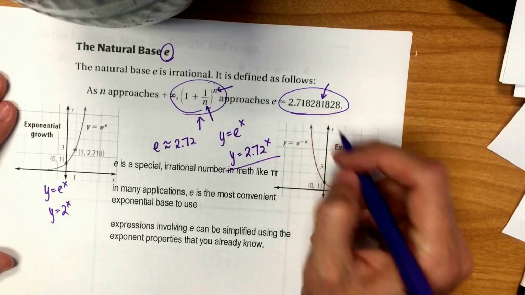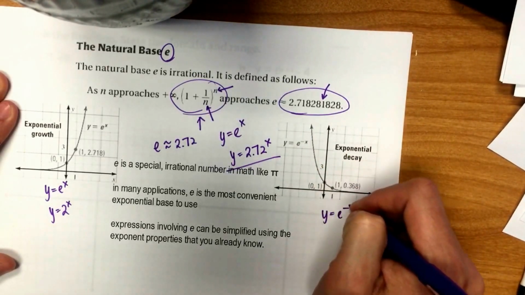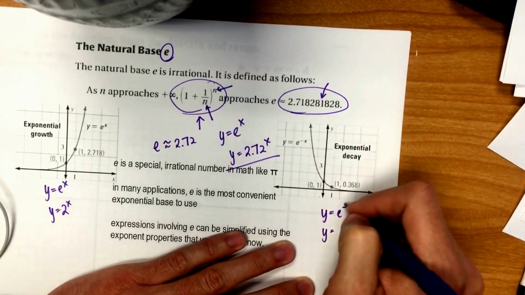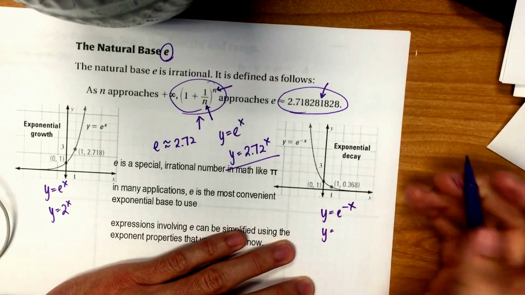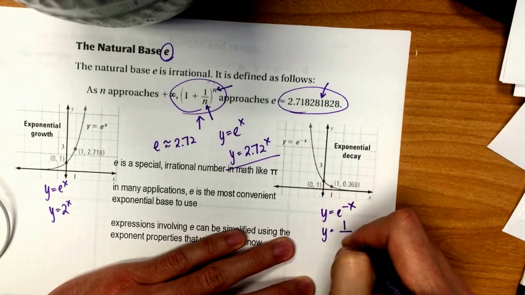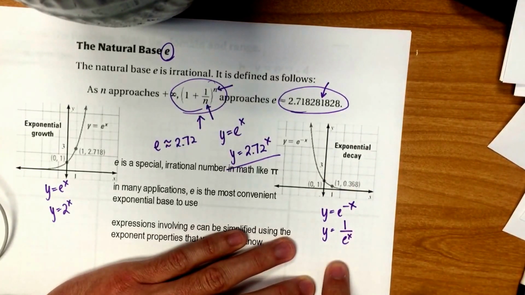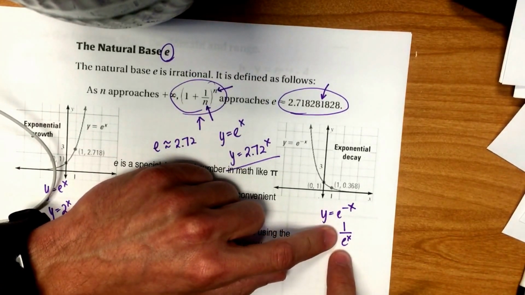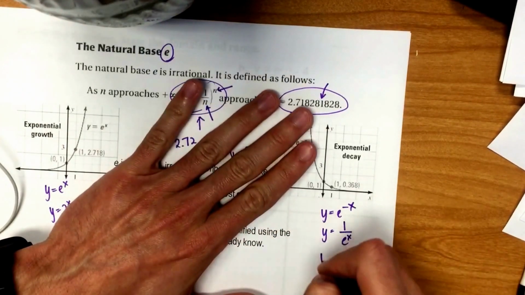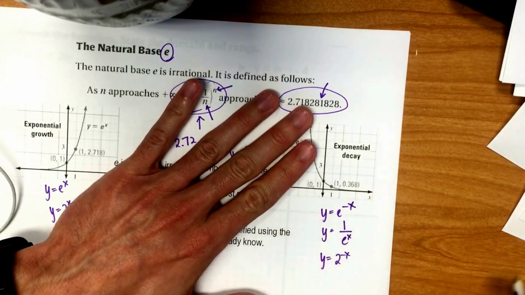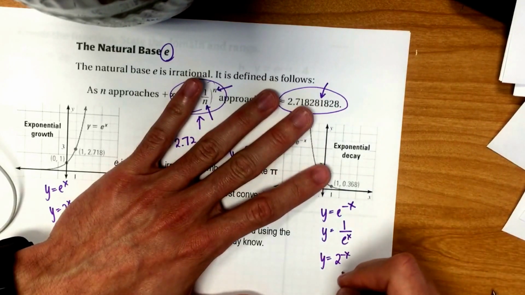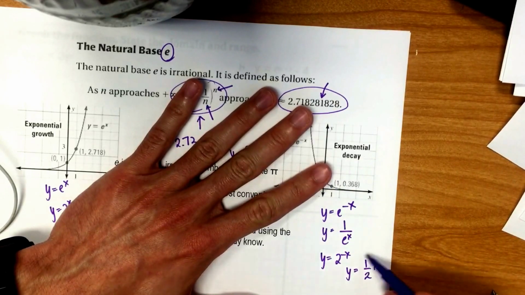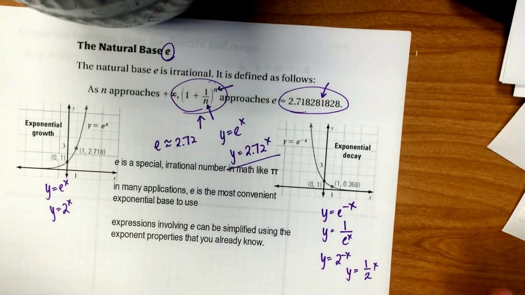When we talk about it in decay form, notice that it's e to the negative x. Here's the reason why. If I change that power to be positive, the entire fraction would flip upside down. So you'd have 1 over e to the x, and it would look like this. So notice that the number being raised to a power is a fractional value less than 1. It's the same thing as if I asked you to graph 2 to the negative x. If I wanted to change that to a positive power, it'd look like 1/2 to the x. So the number being raised to a power is a number less than 1.